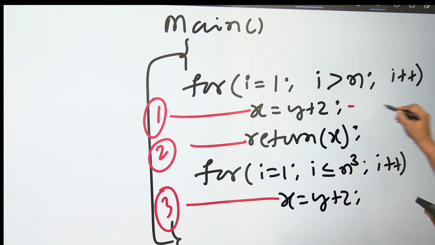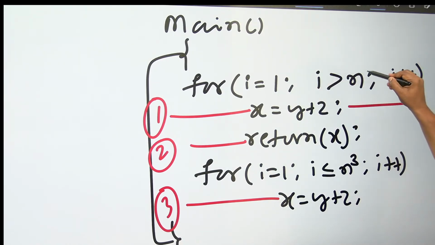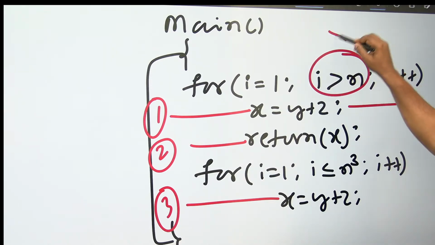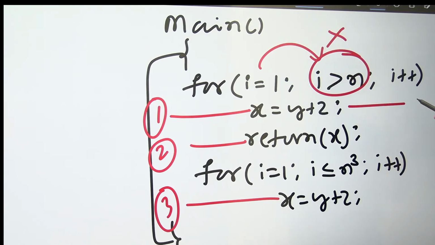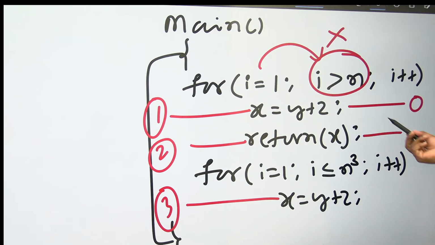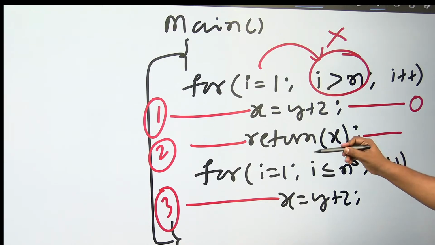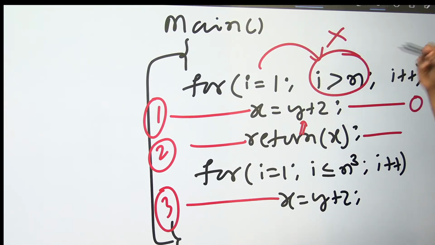So if you see the first statement, I is equal to 1, greater than n, fail. So starting itself fails. It will execute 0 times. It doesn't execute even 1 time, and afterwards return. So you don't go further. Return means you will go out of the function. Here itself you stop, right?